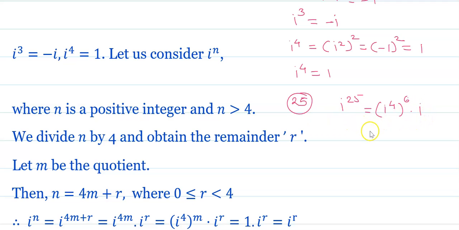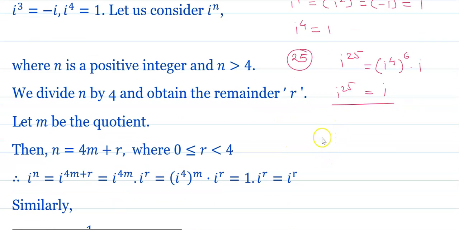And suppose I want to find out the value of i raised to 25. Then what about i raised to 4? i raised to 4 is 1. 1 raised to 6 is again 1. And therefore its value is i. Therefore i raised to 25 is only i. Then I can find out i raised to any number.